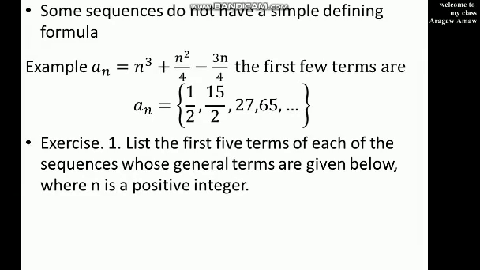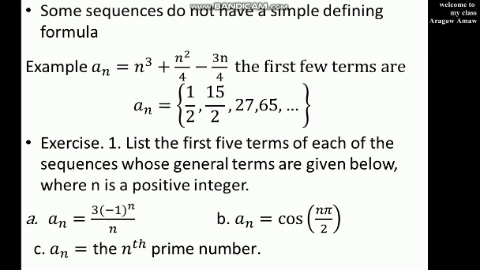Let's see some exercises. Exercise 1. List the first 5 terms of each of the sequences whose general terms are given below, where n is a positive integer. A, a_n is given by 3 times (-1) to the power n over n. B, a_n equals cosine of n pi over 2. C, a_n equals the nth prime number.